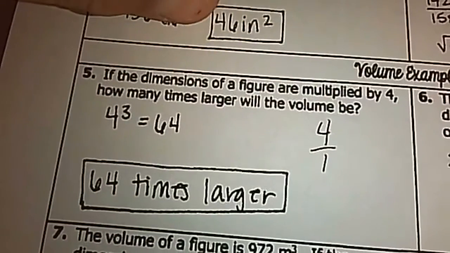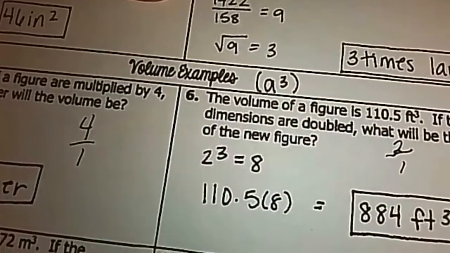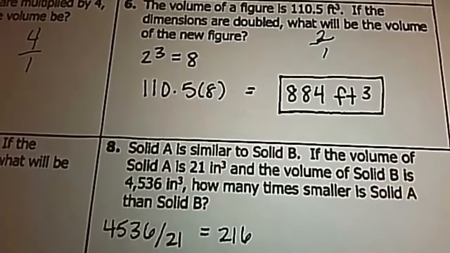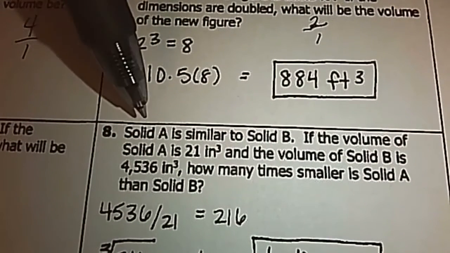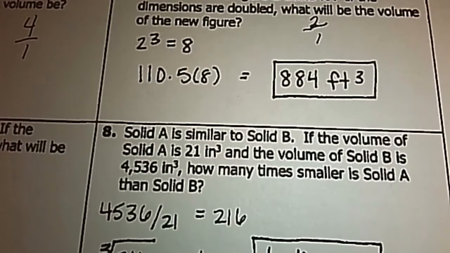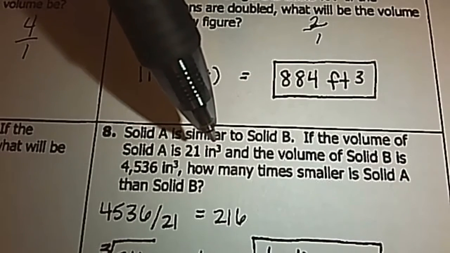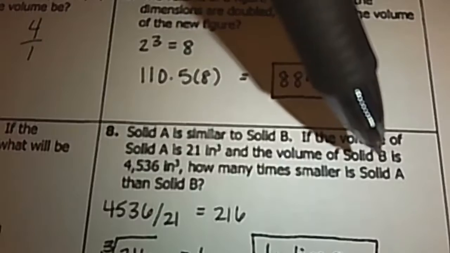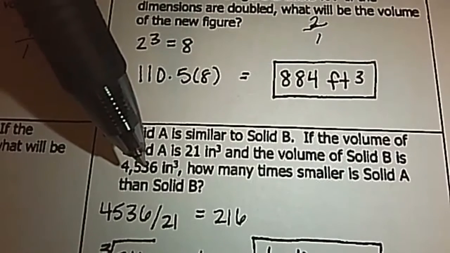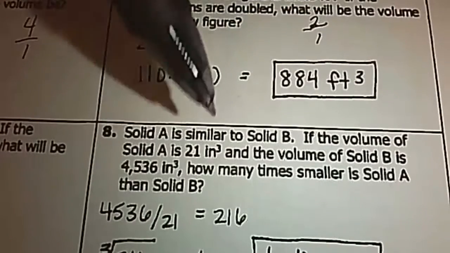Now let's take a look at this one down here. Okay, let's do number 8. 8's going to be a fun one here. We have a solid A is similar to solid B. Okay, we got two solids, and they are similar. If the volume of solid A is 21 inches cubed, and the volume of solid B is 4,536 inches cubed, how many times larger is solid A than solid B?